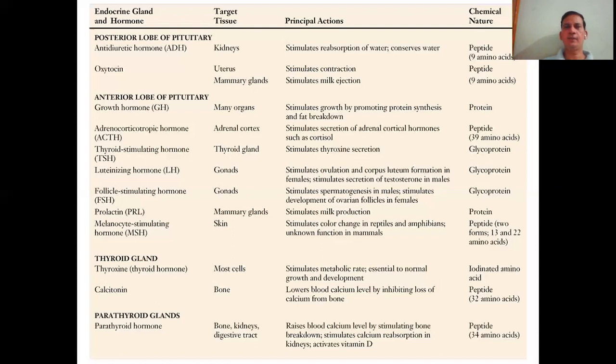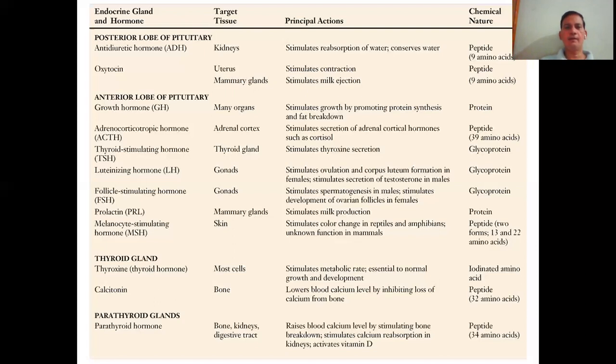Now this calcitonin target is the bones. So it lowers the blood calcium level by inhibiting loss of calcium from the bones. And this is also a peptide which is 32 amino acids.